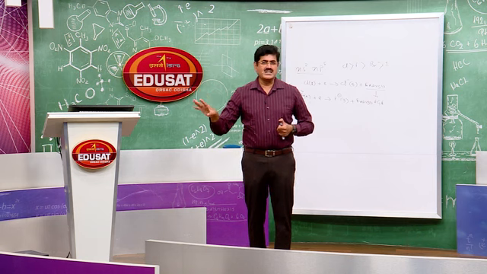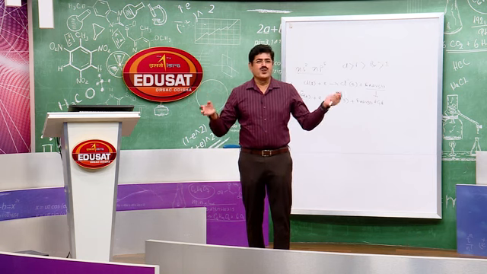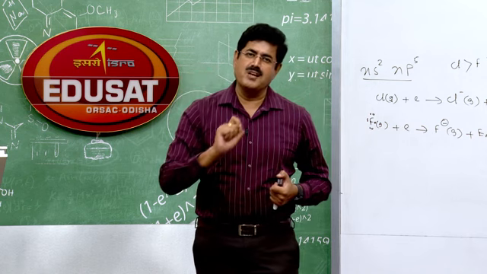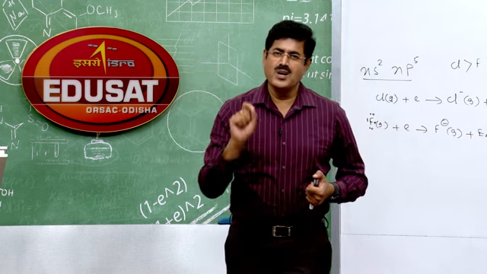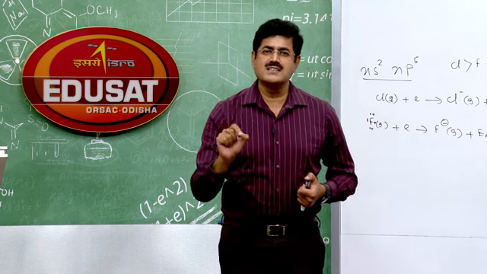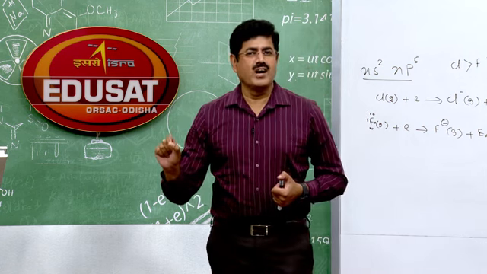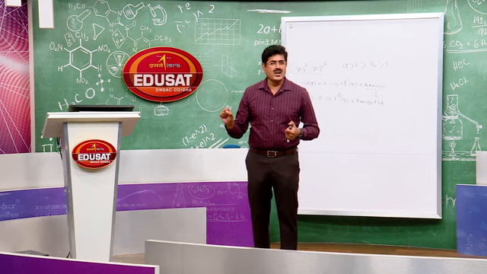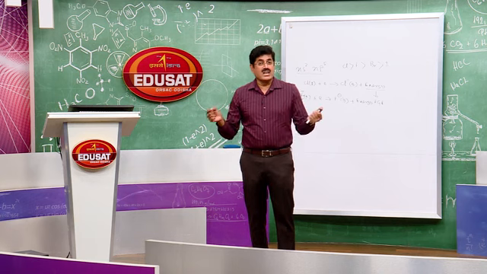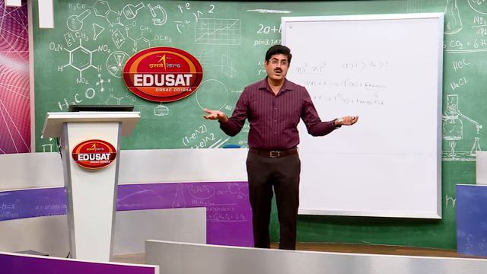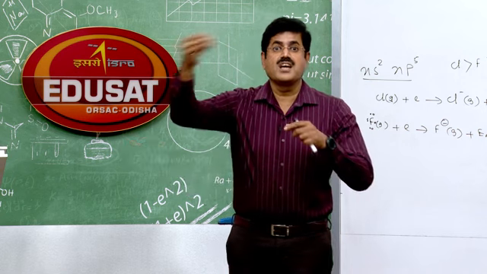That is +1, +3, +5, +7, also +4 and +6. The common oxidation states of these three elements, chlorine, bromine, iodine, are +1, +3, +5 and +7. Why? Due to the presence of vacant d orbitals, they can extend their covalency beyond 7. Chlorine can show 7 covalent bonds, because electrons can be accepted.